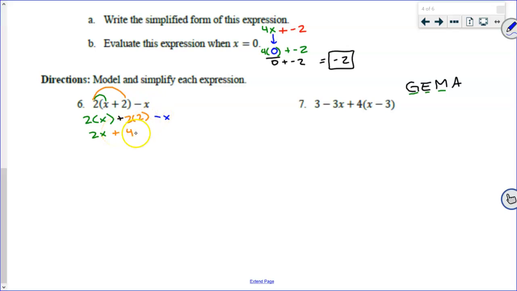But then we have this minus x at the end, which I can call plus a negative x. And now that allows me to look for those like terms that I can combine, 2x and a negative x, which combine to be one single x, which you can write as 1x. Or if you're lazy, you can write as just x plus 4.